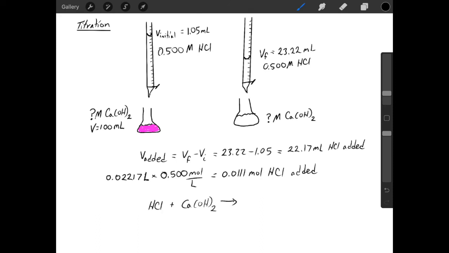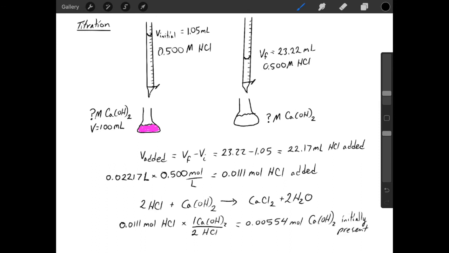Remember that most acid-base reactions can be written as effectively just a metathesis reaction where you change the cations and anions. And once we've done that, we have to balance to make sure the number of each atom on each side is identical. So now we have our balanced chemical equation. We have the number of moles of HCl that were used, and we can calculate the number of moles of calcium hydroxide that must have been present in order for the reaction to finish. And when we do this, we find that 0.00554 moles of calcium hydroxide must have initially been present.